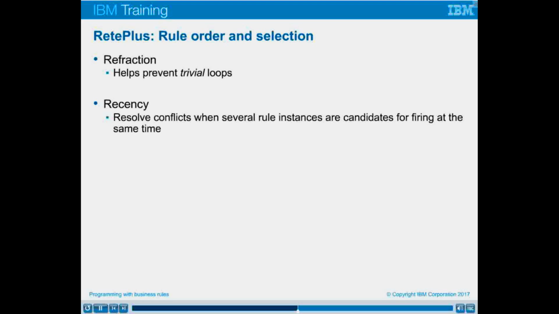Going back to the RetePlus algorithm, we previously talked about how during the pattern matching process, when a rule condition matches an object in working memory, a rule instance is placed into the agenda. The agenda then orders the rule instances and selects which one to fire first based on refraction, priority, and recency principles. The principle of refraction prevents loops. Priority and recency are used to resolve conflicts when several rule instances are candidates for firing at the same time. These principles are described next.